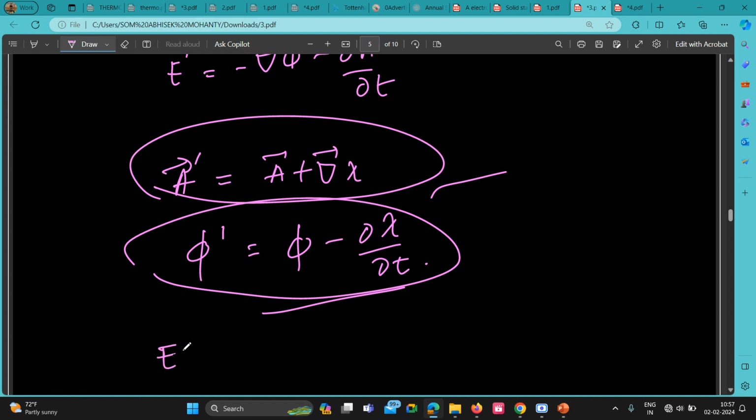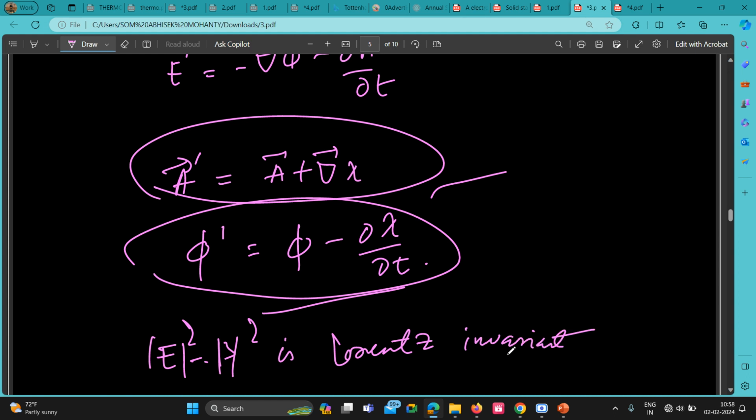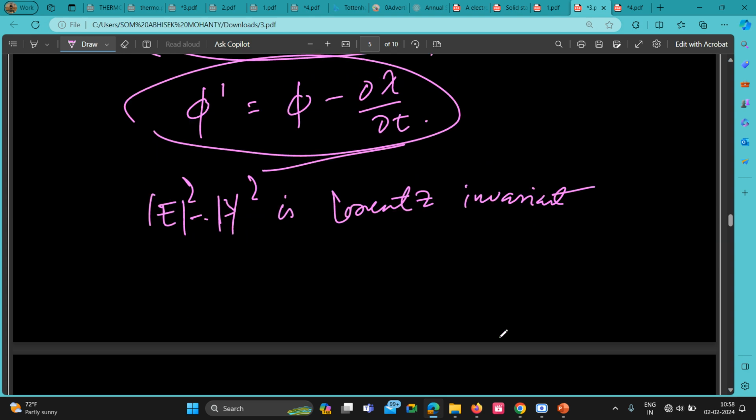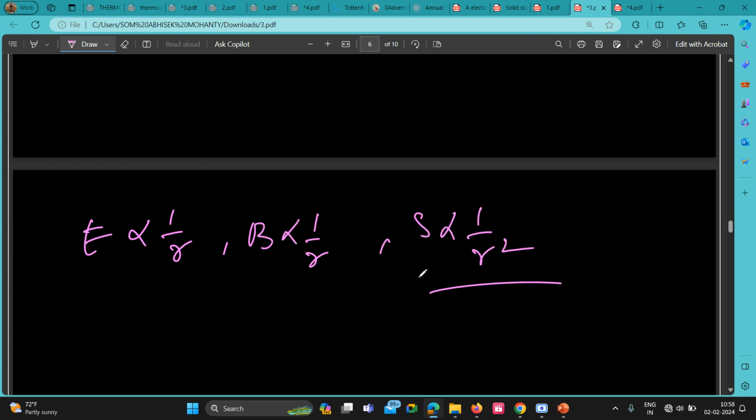E square minus c square B square is your Lorentz invariant. Next is your radiation. Radiation E is proportional to 1 by r, B is proportional to 1 by r, but S is proportional to 1 by r square. Poynting vector. Okay, remember that.